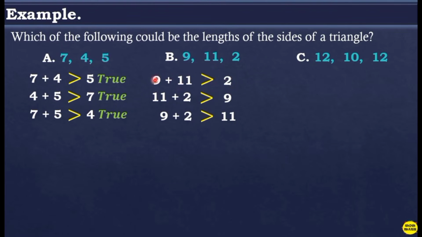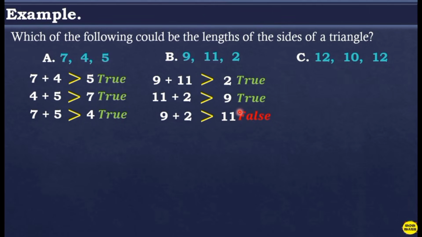So, i-add natin to. 9 plus 11, this is 20, which is greater than 2. That is true. 11 plus 2 is 13, which is greater than 9, and this is true. 9 plus 2 is 11, which is greater than 11. Is this true? No, this is false because 11 is equal to 11.